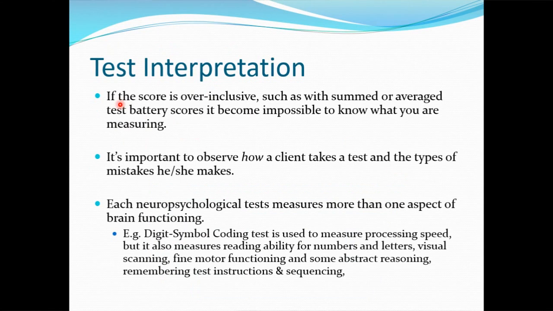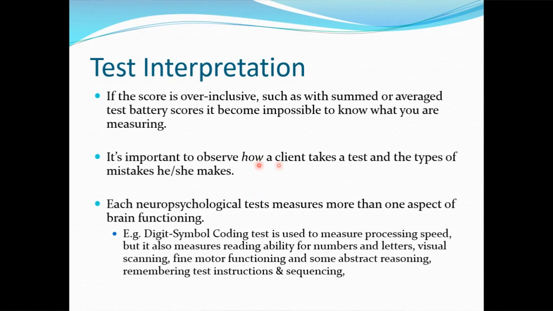This is what I mentioned earlier. If a score is over-inclusive, like an IQ score, it's actually meaningless to us as neuropsychologists. Doesn't mean you shouldn't put it into your report, because it's meaningful to some other people, like the attorneys. They quite like looking at what the person's IQ is now. Somehow it's more meaningful to them than it is to us, but they ask for it. Okay. Or at least I've had attorneys asking that you put it in.